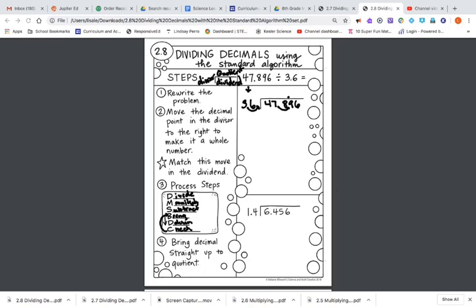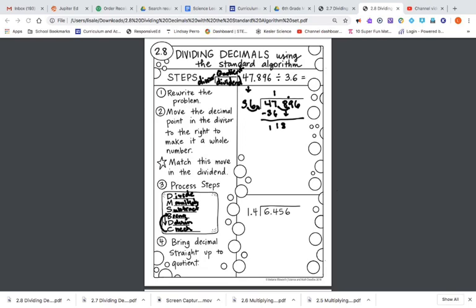Okay, so now we go back up to my problem, and that's what we're going to do. We have 36, and I want to see how many groups of 36 I can make out of 47. I know I can make one group, so that's my divide. Now I'm going to multiply. 1 times 36 is 36. I subtract, that'd be 1 and 1, and then I bring down my 8. So now I have 118.